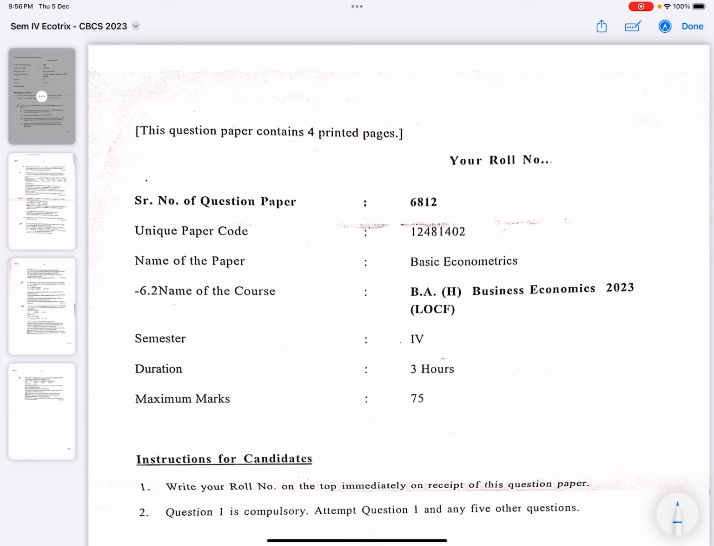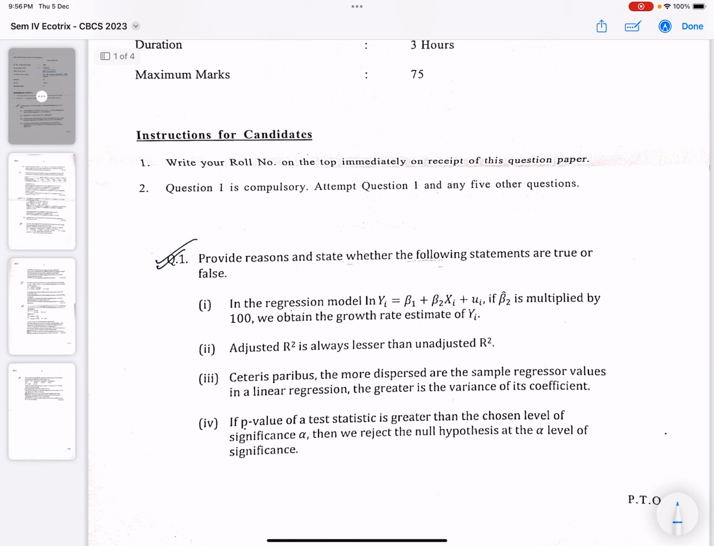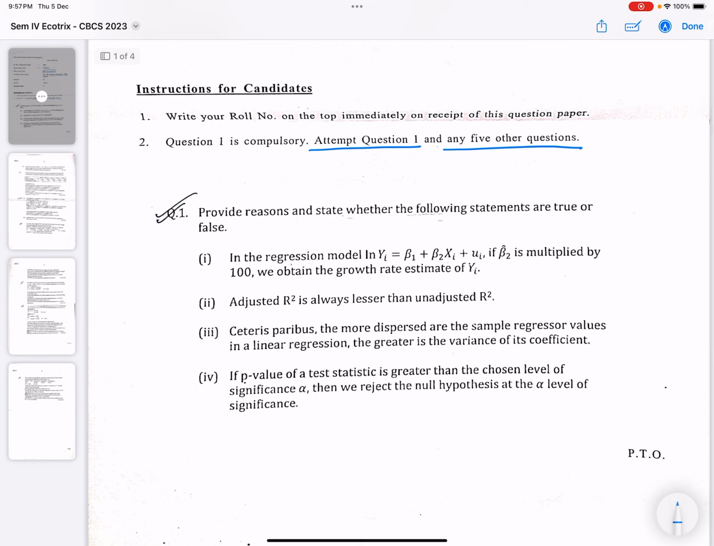Hello everyone. So in this video, we are discussing one of the past years' papers of basic econometrics. This was conducted in 2023. You need to attempt question 1 and any other 5 questions, but we'll be discussing all the questions in this video. Now, you can read the first question.